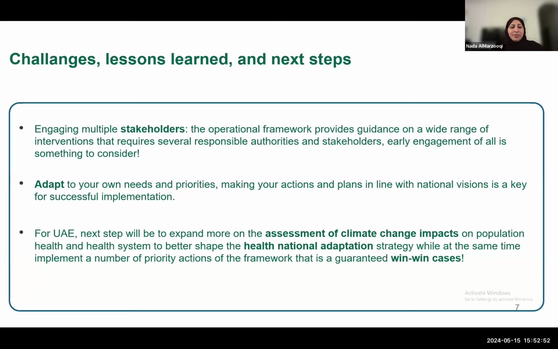and non-health sectors. And back in UAE, our next step is to expand more on the assessment of climate change impacts on population health and health system to better shape the national adaptation strategy, and at the same time implement a number of priority actions and have win-win cases both for health and environment. Thank you.